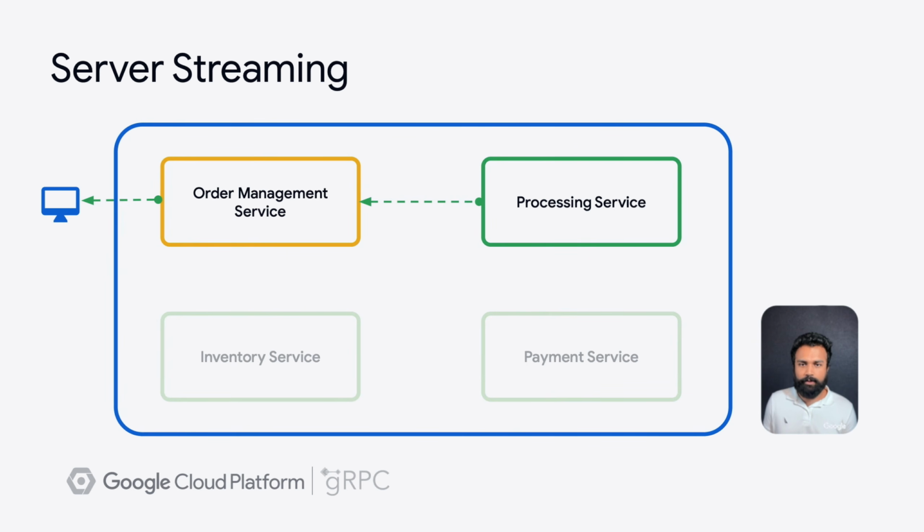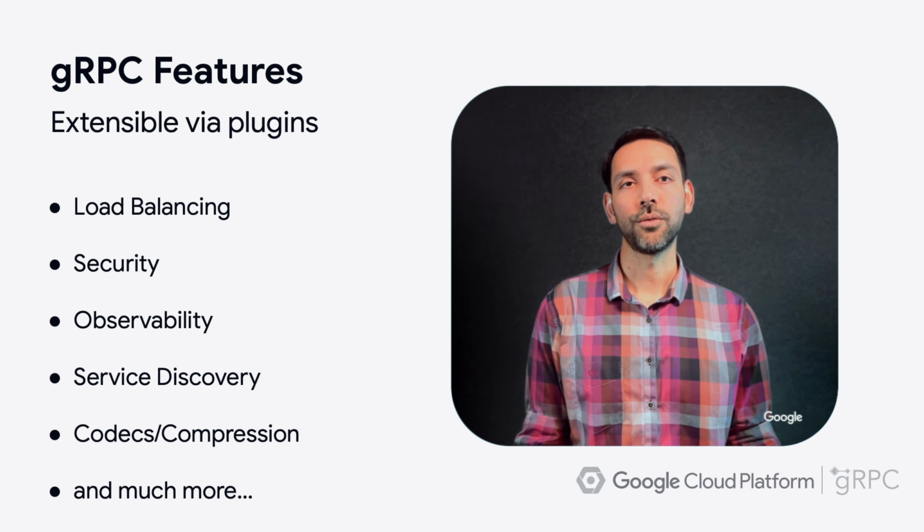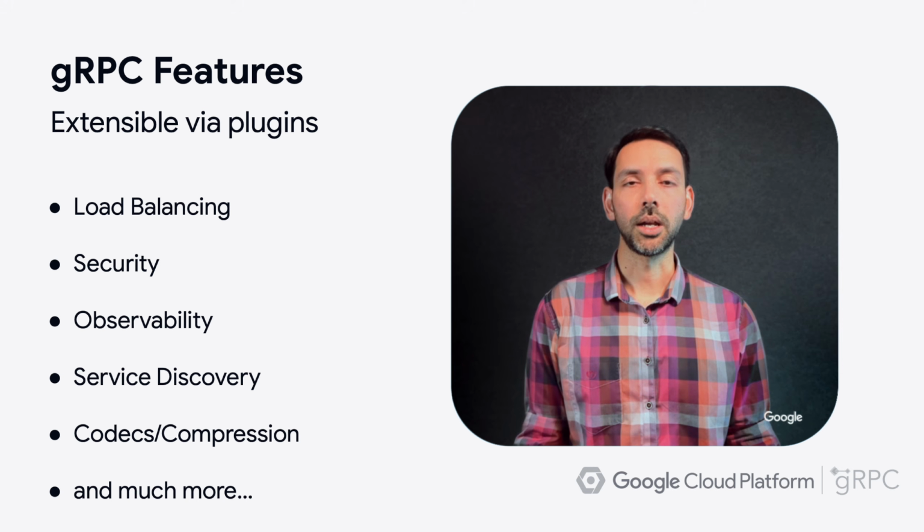Now over to Easwar. So far, we've seen how we can implement some unary and streaming RPCs. Developing and running a microservices-based application involves more than just making a few RPC calls. gRPC is built with microservices in mind and supports a ton of features. Some are listed here, but gRPC supports much more.